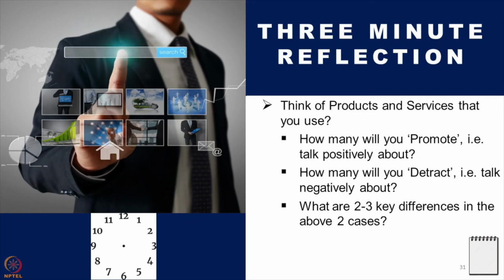And try to identify differences between restaurants, between e-commerce sites, between, let's say, Ola and Uber, between Oyo and Airbnb, or between malls, or neighborhood stores, or hospitals and clinics. And try and think, what's the difference between a good service provider and a bad service provider? Or a good product and a bad product.